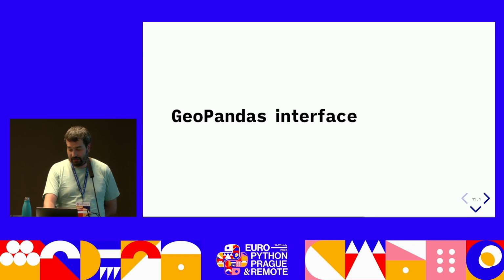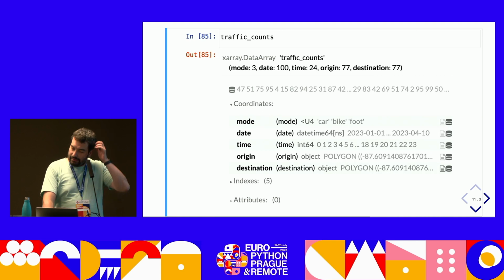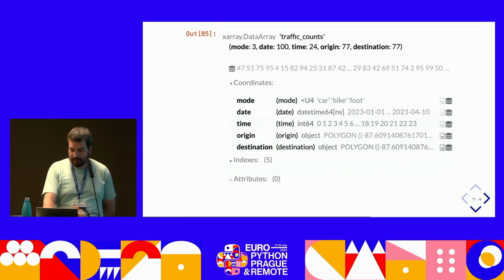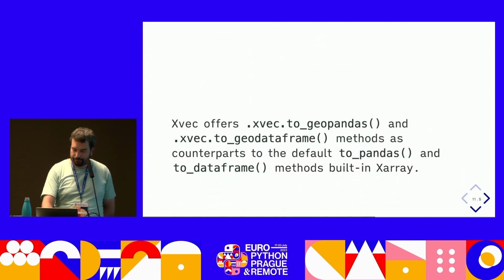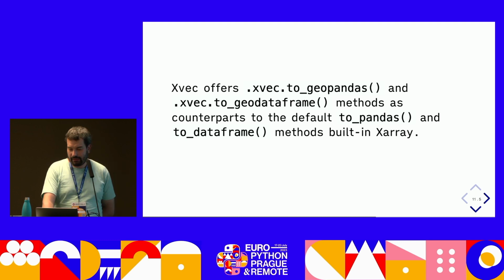So if we get another data set as an example, these are traffic counts from Chicago. So we again have origin destination, we have trips between these polygons with information on the mode of transport, with information on time, date and time. So we have a couple of dimensions in here. We're starting and ending at these neighborhoods, I think this is officially called communities for some reason. So Xvec has two different ways of converting stuff to GeoPandas, mimicking what Xarray is doing with pandas directly.